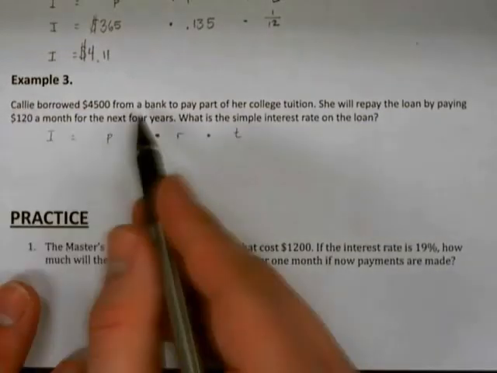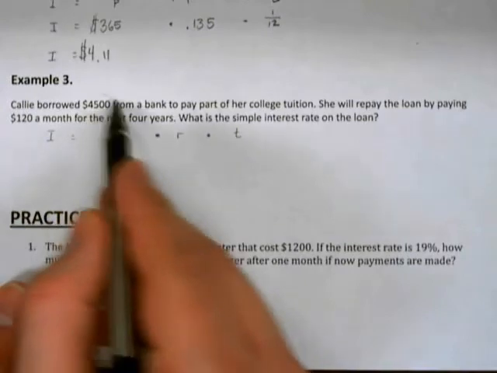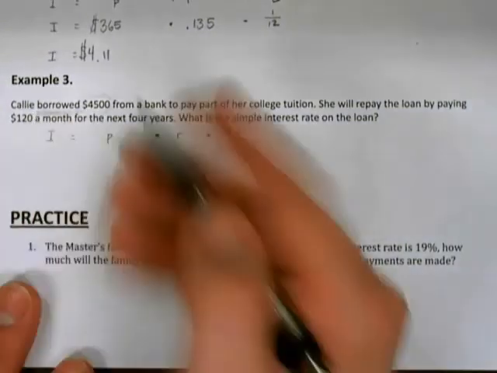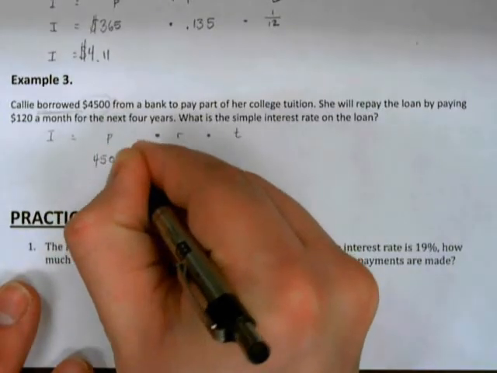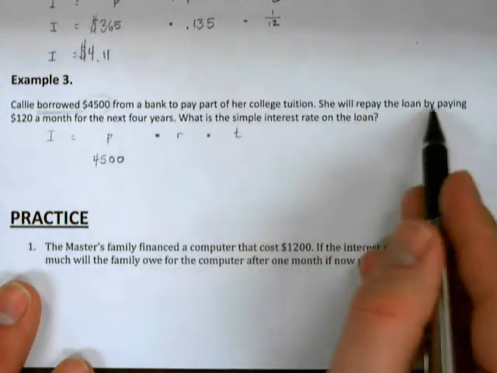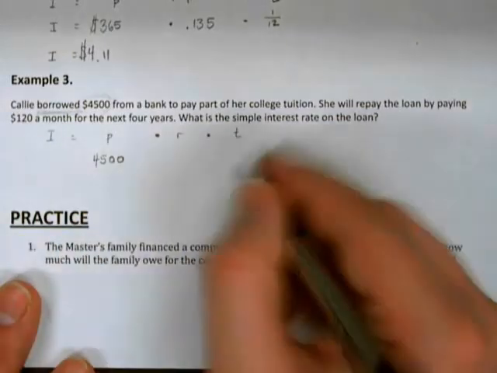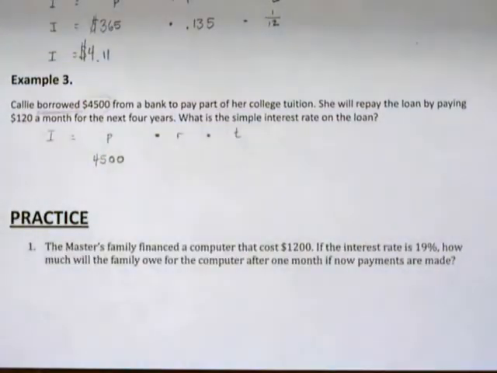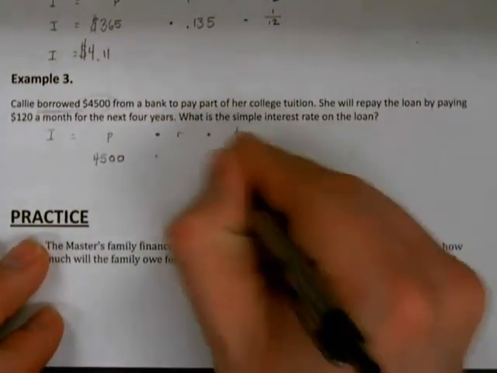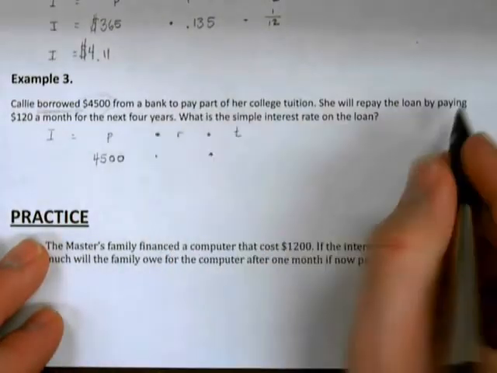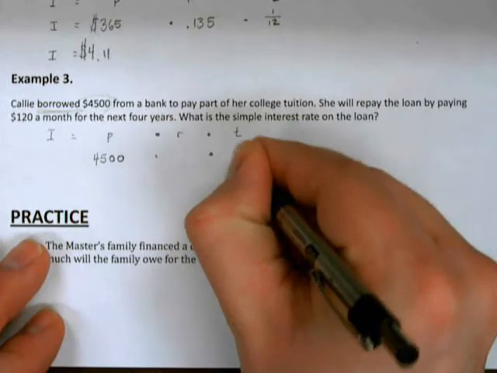So it says Callie borrowed $4,500 from a bank to pay part of her college tuition. So $4,500 is the amount she borrowed, which means we have that as our principal, $4,500. She will repay the loan by paying $120 a month over the next 4 years. $120 a month, that's not a rate, so we'll figure out what that means here in a bit. But we do know that it takes 4 years to pay off the loan.